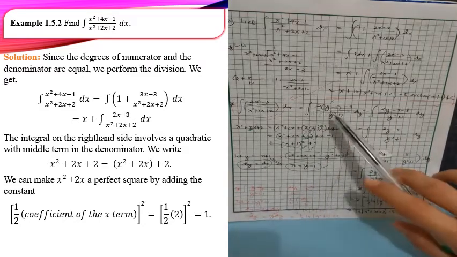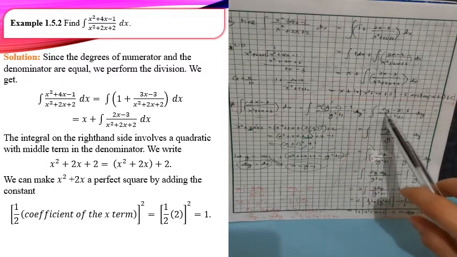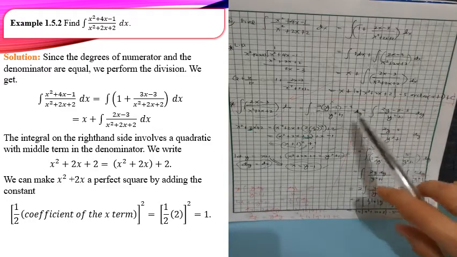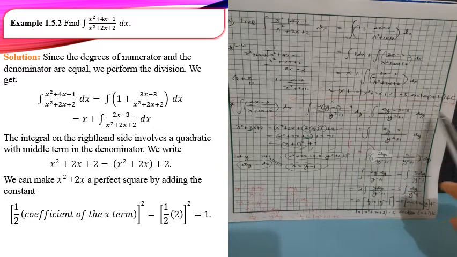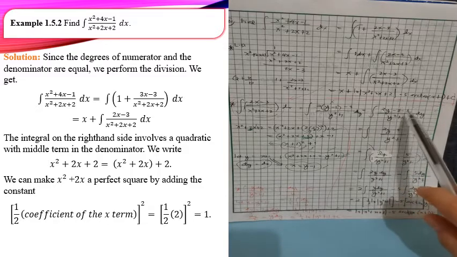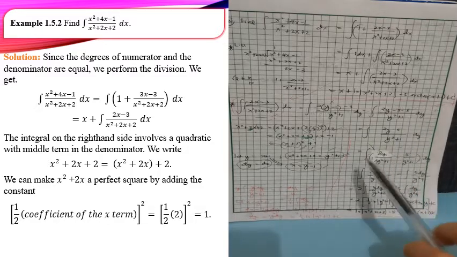Okay, so simplify natin. So, 2 times y is 2y, 2 times negative 1 is negative 2 minus 3. Okay, y squared plus 1 pa rin sa denominator, dy. So, 2y minus 2 minus 3 is 2y minus 5 over y squared plus 1 dy.